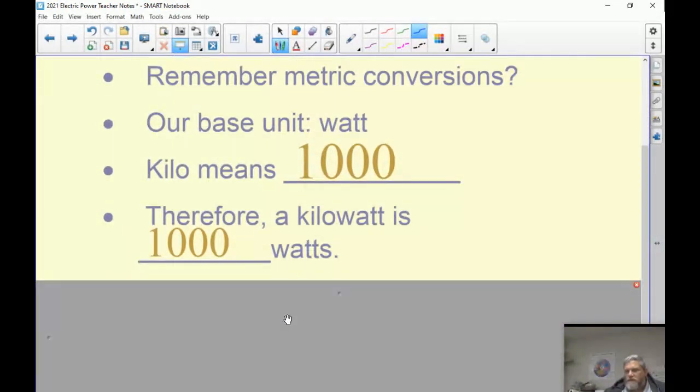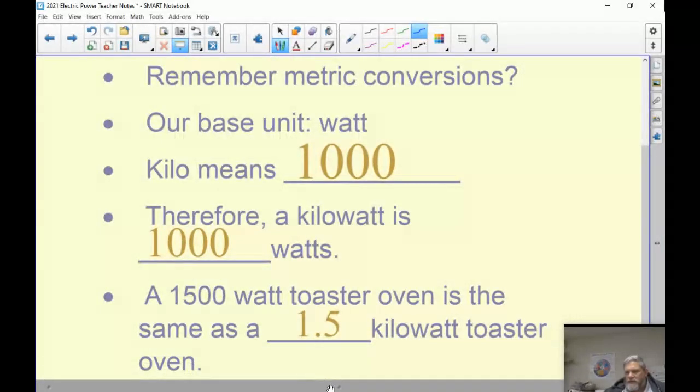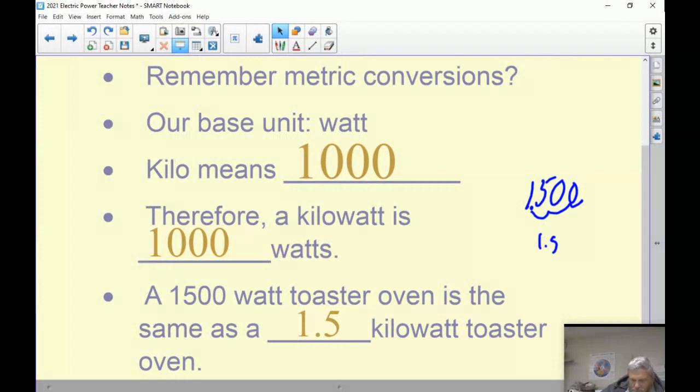So a 1,500 watt toaster oven is going to be the same thing as a 1.5 kilowatt toaster oven. We would do 1,500, and we know a kilowatt is bigger, so you're going to move the decimal 1, 2, 3, and that'll get us to 1.5 kilowatts. Sorry about that. Not sure what happened there. 1.5 kilowatts.